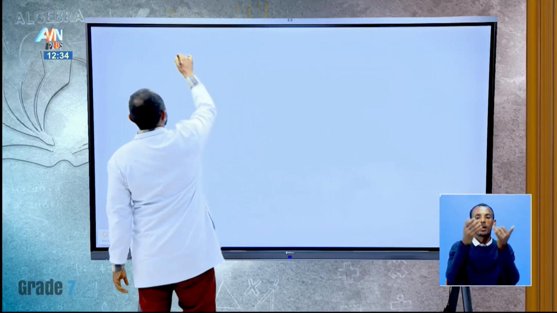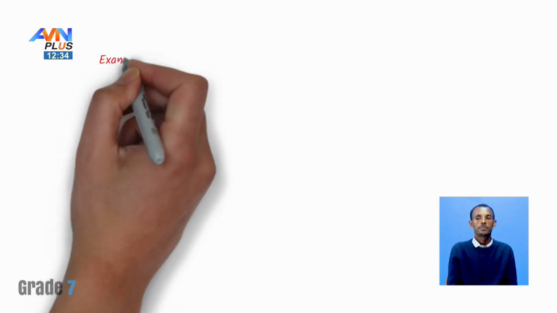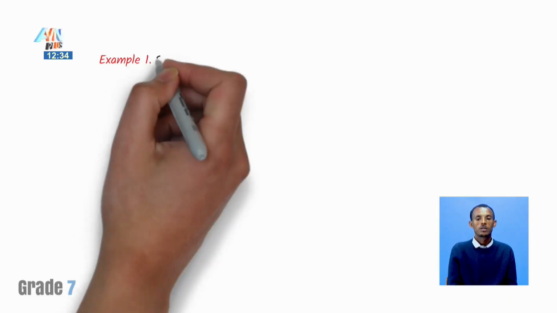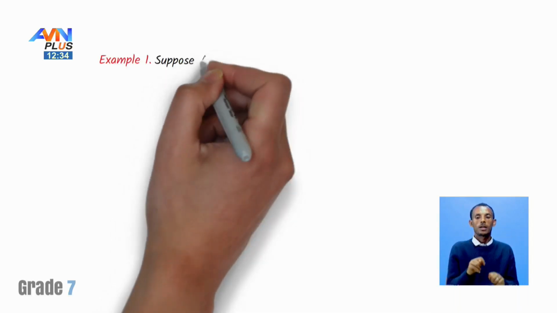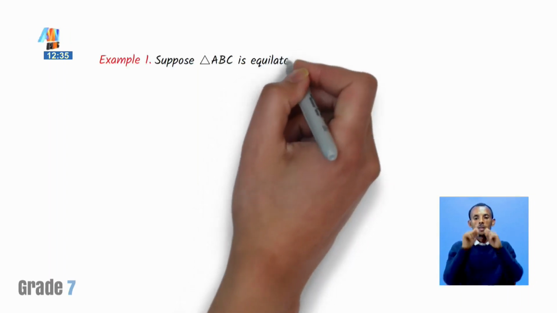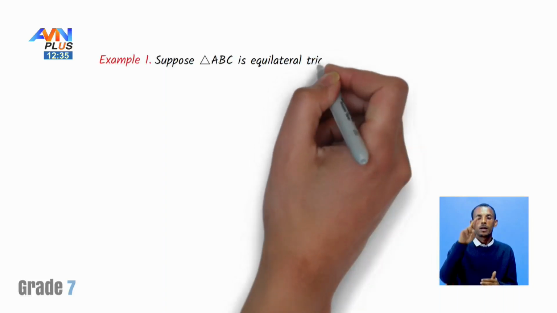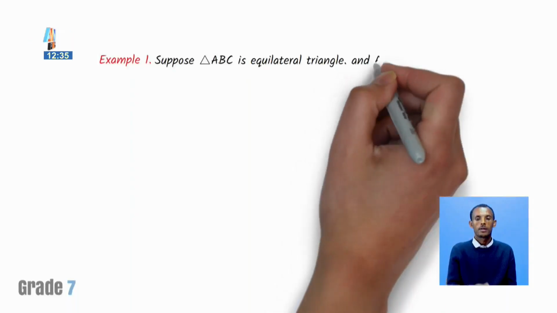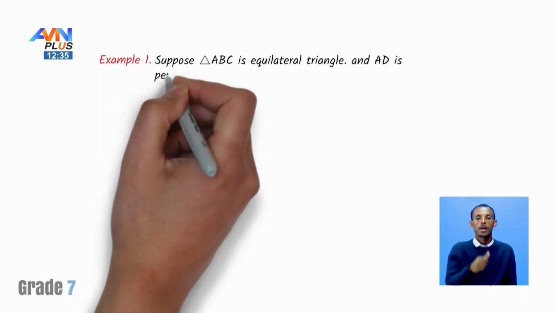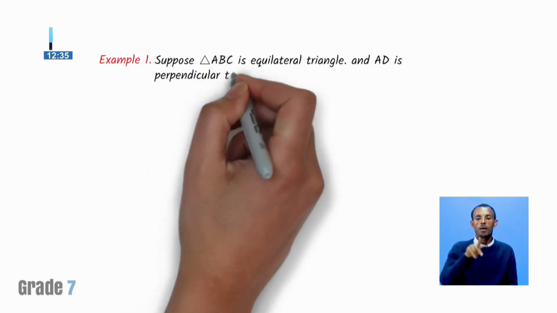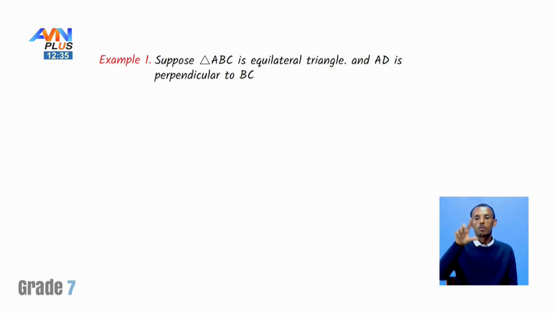Example 1. Suppose ABC is an equilateral triangle, and AD is perpendicular to BC. Here is a picture.